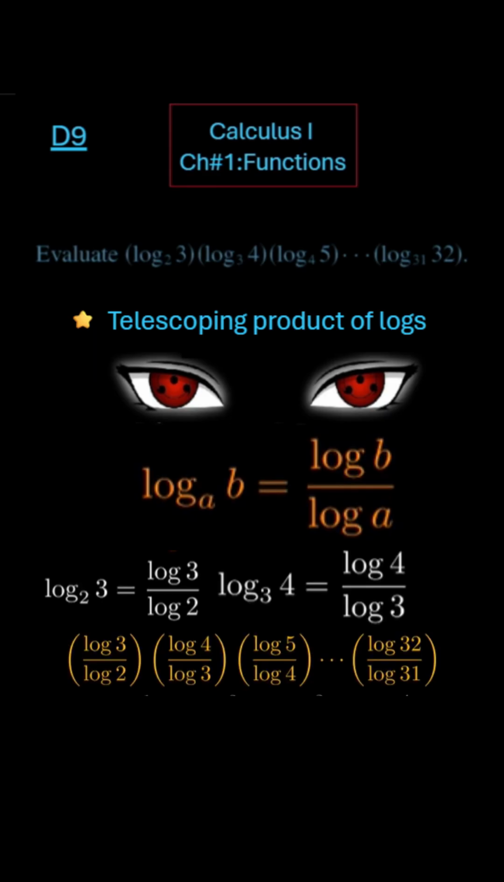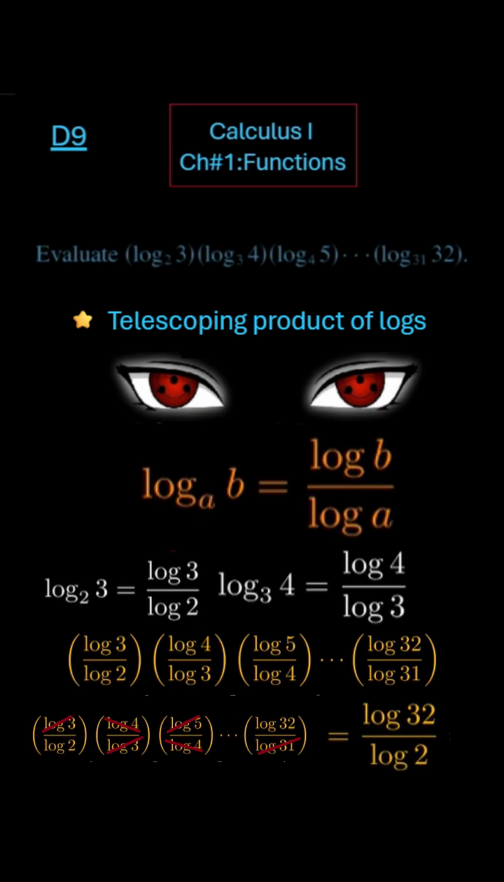Now multiply all the fractions together. All the logs in the middle cancel out. Log of 3 cancels, up to the log of 31. After all cancellations, only log of 32 remains in the numerator, and log of 2 remains in the denominator. This is equivalent to log base 2 of 32, which is equal to 5, since 2 to the power 5 equals 32.